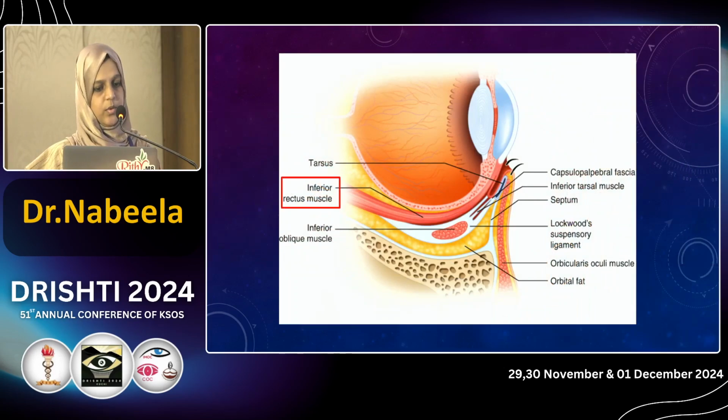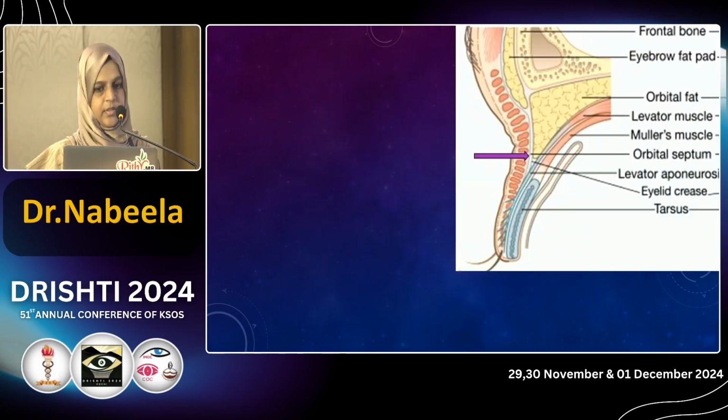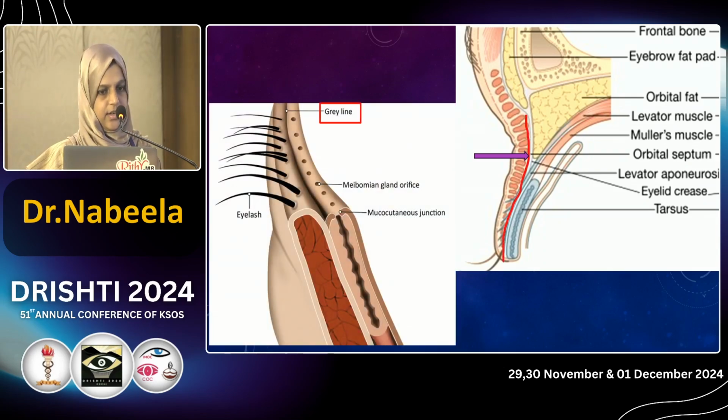Similarly, within the lower lid, from the facial sheath of the inferior rectus muscle arises the capsulopalpebral fascia and the inferior tarsal muscle, which act as lower lid retractors. And between the orbicularis and the levator complex, you have an avascular plane which extends onto the eyelid margin as the gray line, which is a very important surgical landmark.